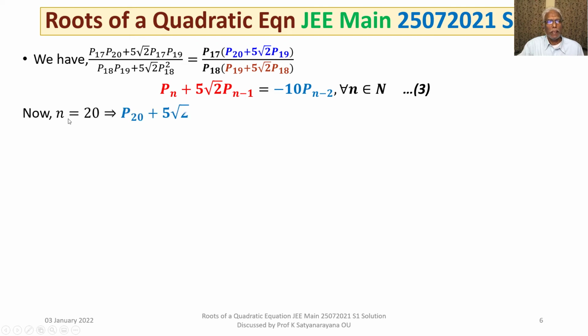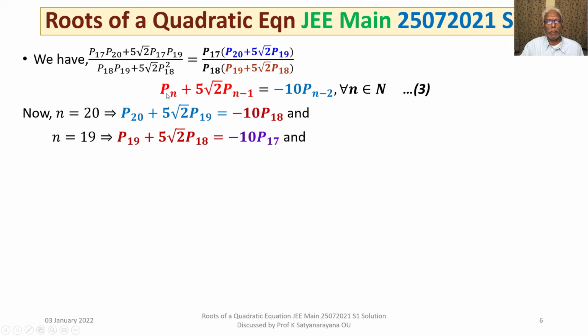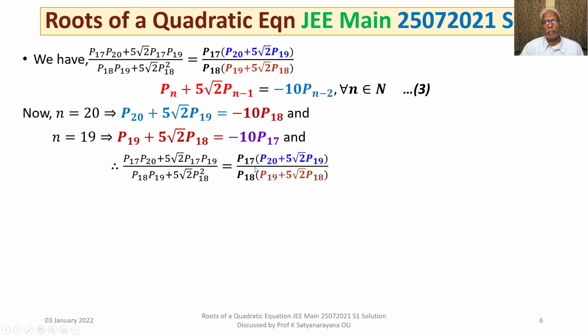So take n is equal to 20 here: P20 plus 5 root 2 P19 is equal to minus 10 P18. And take n is equal to 19, we get P19 plus 5 root 2 P18 is equal to minus 10 times P17. So substitute in the above, we get the quotient that we have taken after taking the common factor P17 in the numerator and P18 in the denominator.